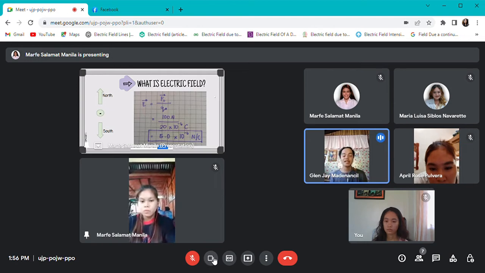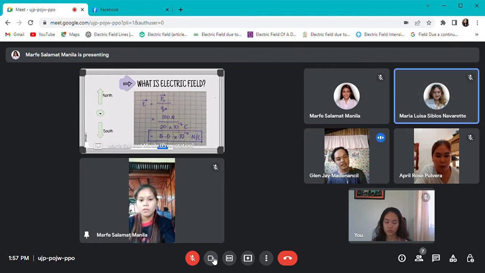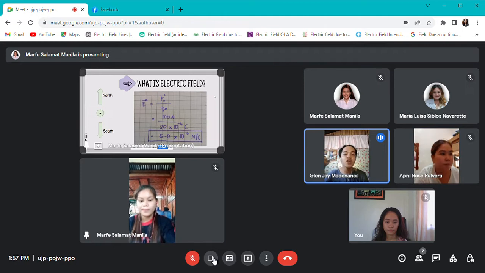Di ba kanina I said, when a positive charge, the electric field accelerates in the same direction. But when the charge is negative, what will happen? The opposite direction. Yeah, the opposite direction of north. That would be south. So na-answer na ang direction: the direction of the electric field at the point charge would be south.